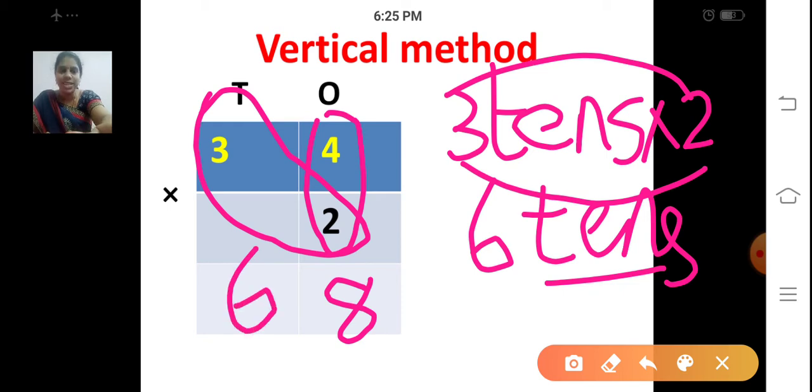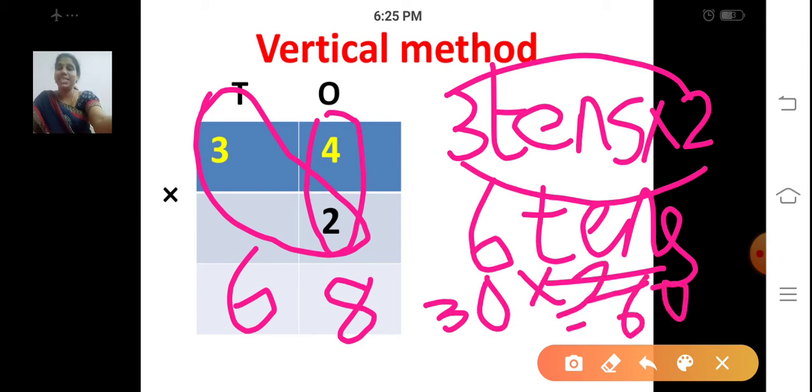3 2s are 6. Why am I writing it here? Because it is in the tens place, right? So 3 tens into 2. You can do 3 tens means 30 into 2. Like that also you can do. 3 2s are 60. That means 6 tens. So just leave it off. Just write the number below the tens place. 3 2s are 6. Write in the tens place.